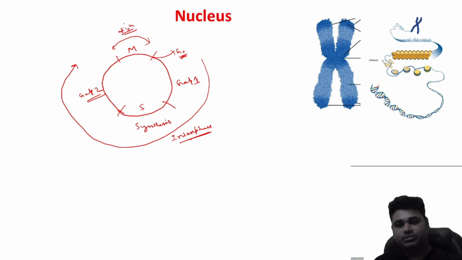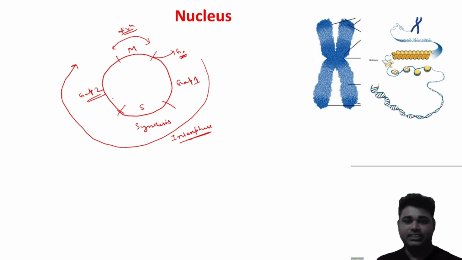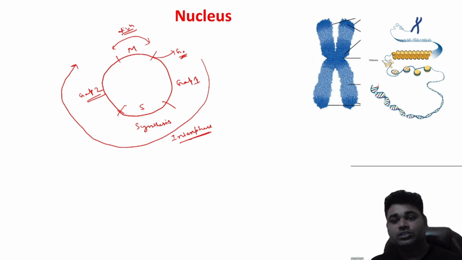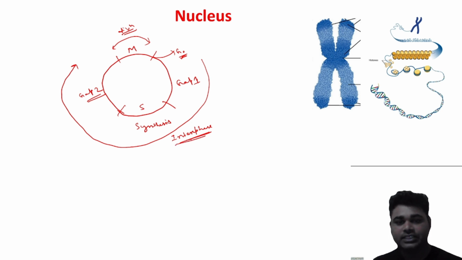Why is it called the division phase? Because only in the M phase the chromosomes are divided. That's why this is called the division phase. And why is it called the interphase? Because during the gap 1, synthesis or S phase, or the gap 2 phase, the chromosome doesn't divide, it only prepares for the division. That's why it is called the interphase.